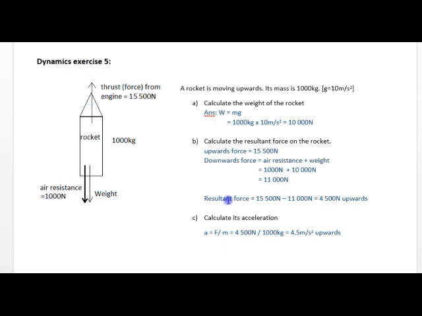Et puisque on a une resultant force, il peut accélérer. Vous avez a is equal to F over m, 4500 newtons, résultante, divisé par la masse, 1000, donc 4.5 meters per second squared upwards. Il peut accélérer pour monter.